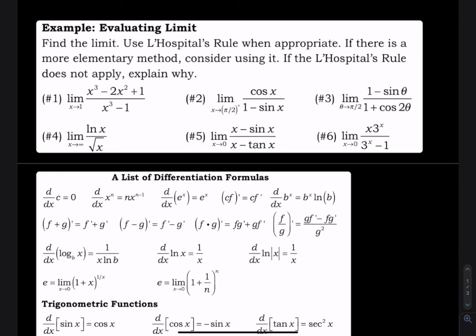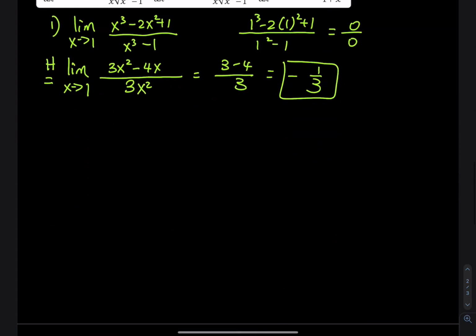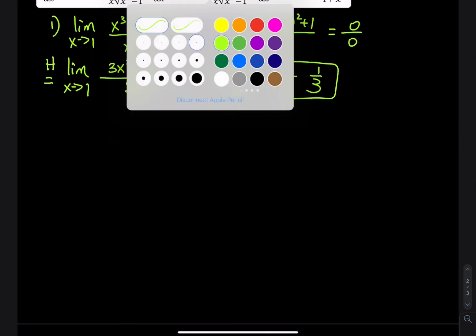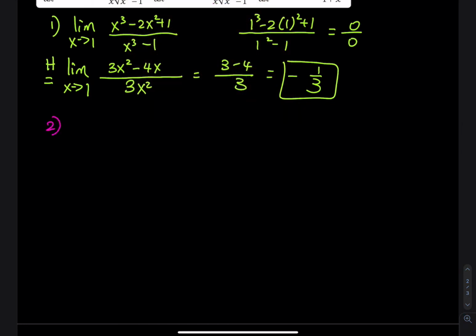Right? So let's do number 2. So number 2, let's change color for each problem. So number 2, we have a limit as x approaches pi over 2 from the right of cosine x divided by 1 minus sine of x. Okay, let's plug in pi over 2. So we have cosine pi over 2 divided by 1 minus sine pi over 2.